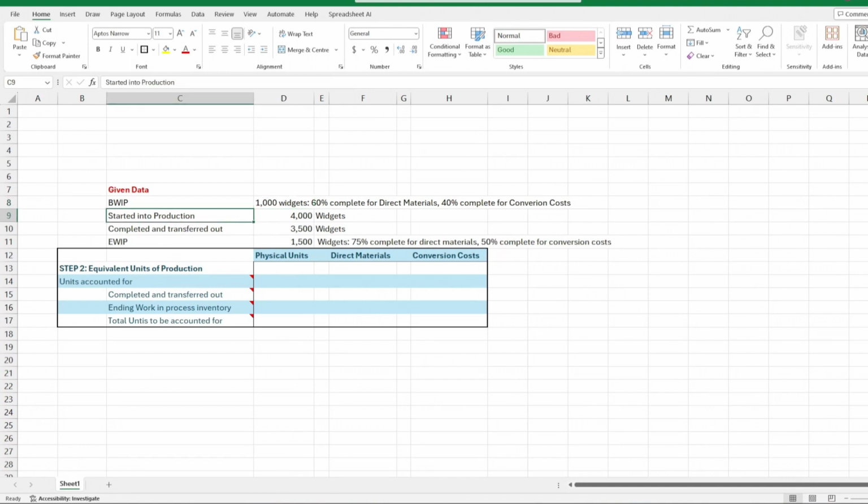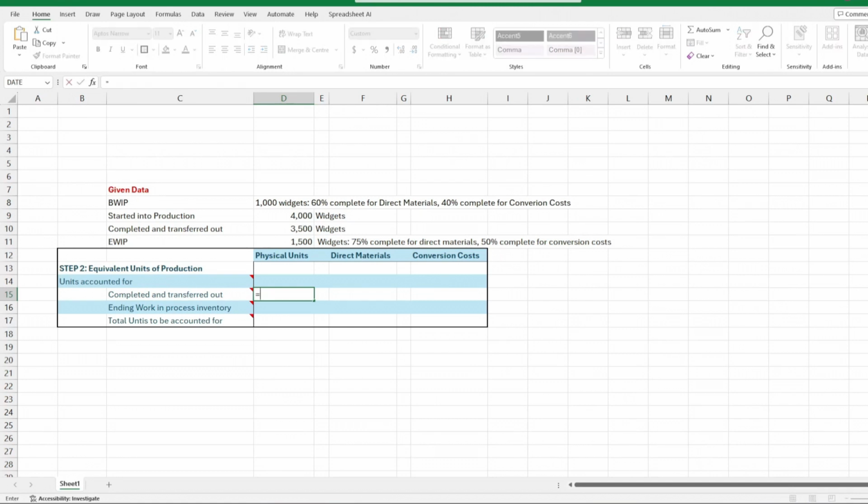Next, we have started into production where we have 4,000 widgets. Completed and transferred out where we have 3,500 widgets. And then we have our EWIP, which is ending work in process, where we have 1,000 widgets, where 75% complete for direct materials and 50% complete for conversion costs. So the first thing we're going to do is our physical units. So completed and transferred out.